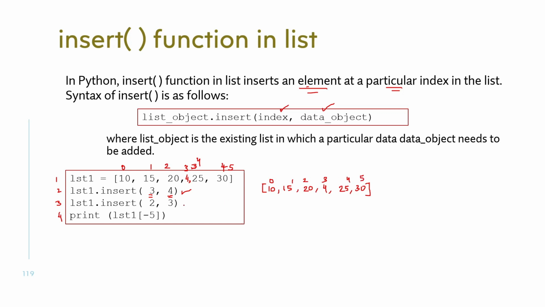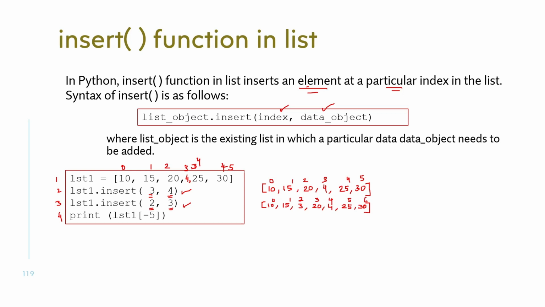Now at line number 3, at index number 2 we need to add the value 3. So now before 20 we need to add the value 3. So the list in this case will be 10, 15, 3, 20, 4, 25 and 30. If you observe what is actually happening, we are shifting the elements to the right. The elements that were there earlier are being shifted. Now at index 2 the value 3 has come.